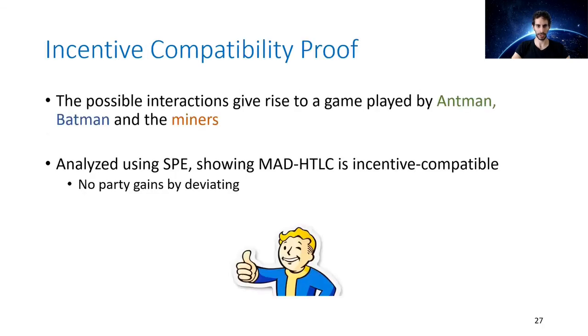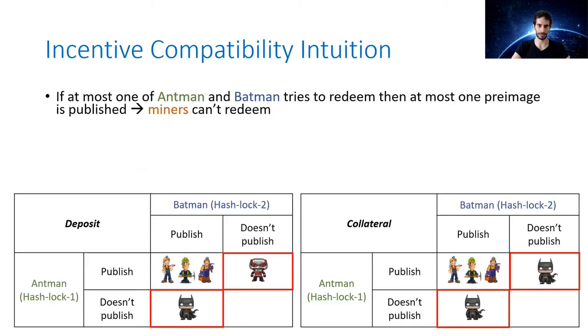The possible interactions with the contract give rise to a game, played by Ant-Man, Batman, and the miners. We use subgame perfect equilibrium analysis and show MAD-HTLC is incentive compatible. This means that no party gains by deviating. I'll give some intuition. Consider that only one preimage is published. Then the miners do not know the other preimage and can get the tokens. This scenario matches the intended behavior.